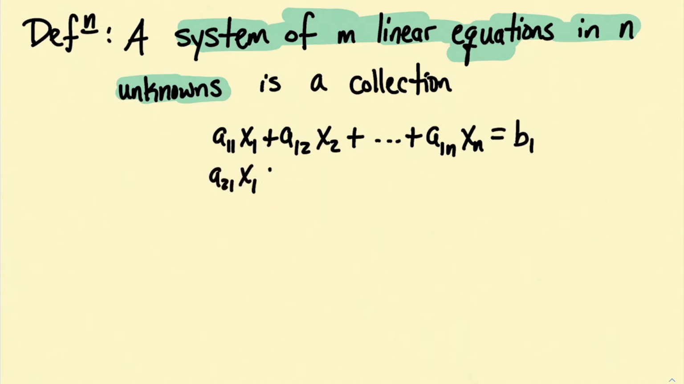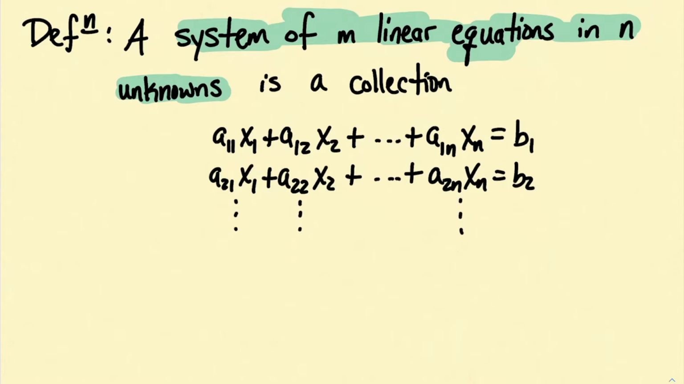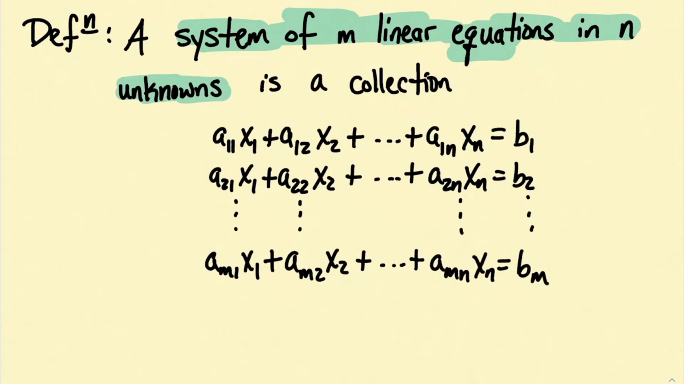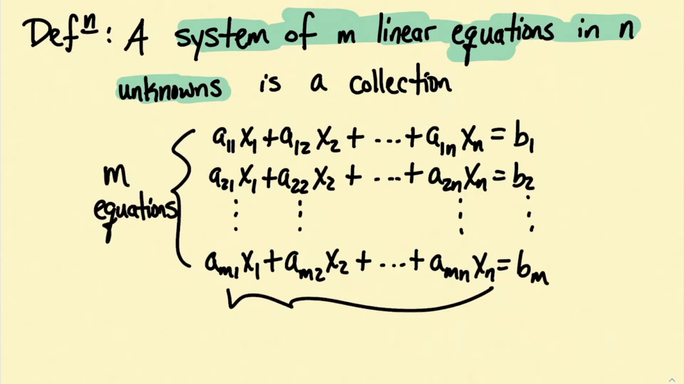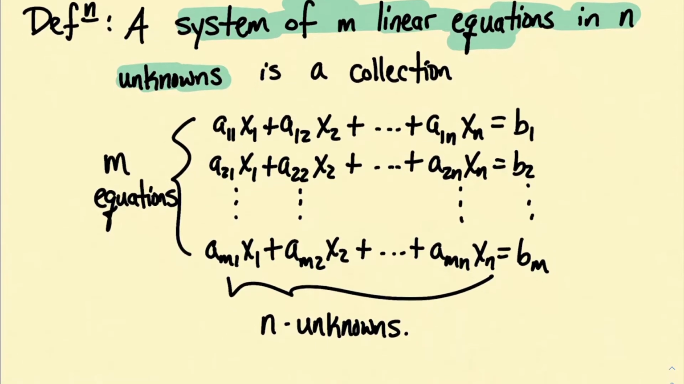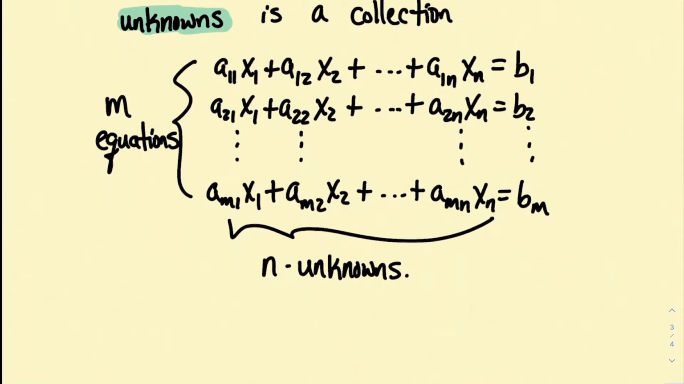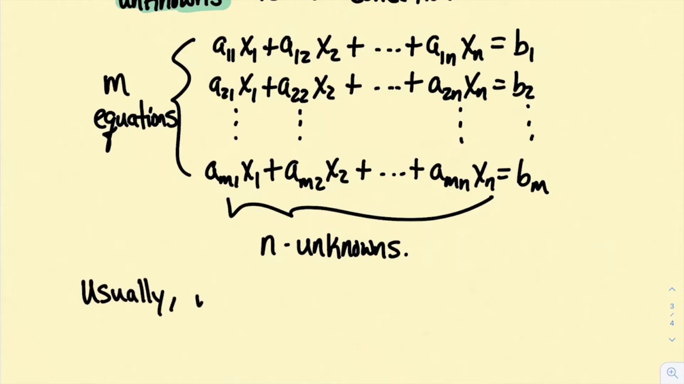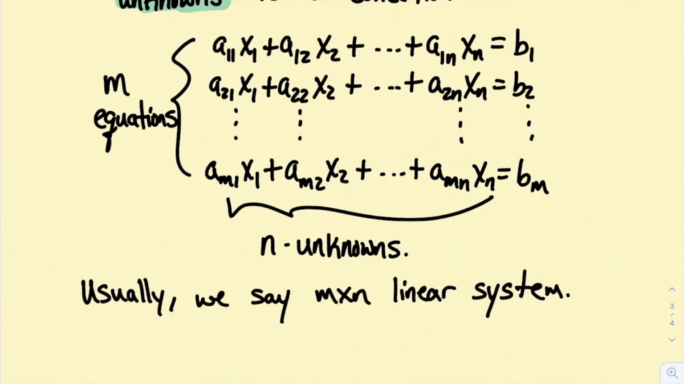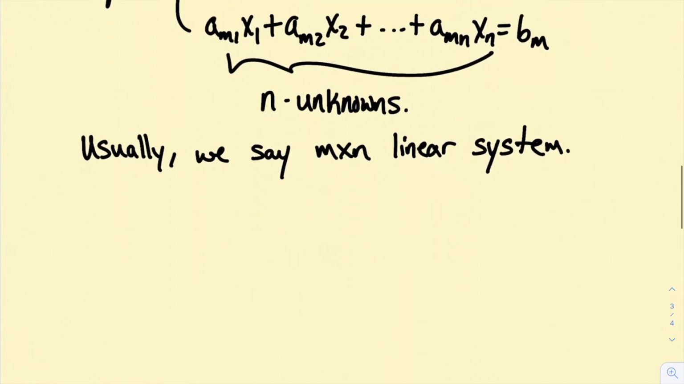A second linear equation in n unknowns, and keep going. We have m equations, each one having n unknowns. So in particular, there are m rows and n columns. Usually, instead of saying a system of m linear equations in n unknowns, we will simply refer to this as an m by n linear system. We're going to talk about a lot of concepts in this class, but almost every single one, no matter how abstract, no matter how strange it seems, will almost inevitably boil down to solving one of these systems.